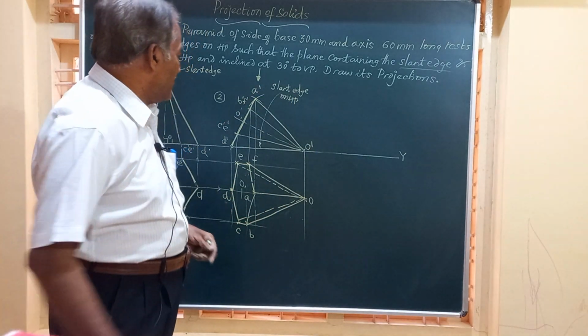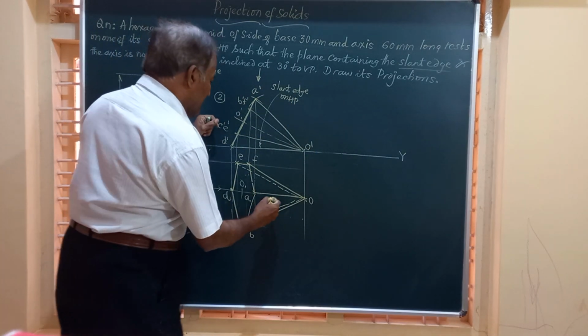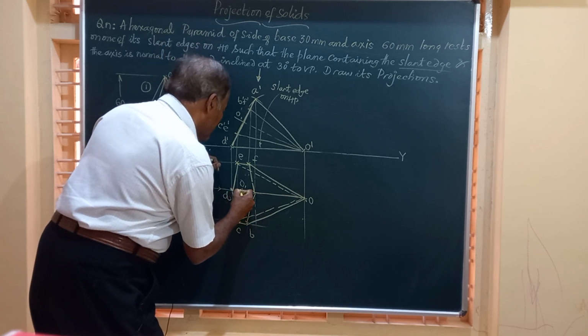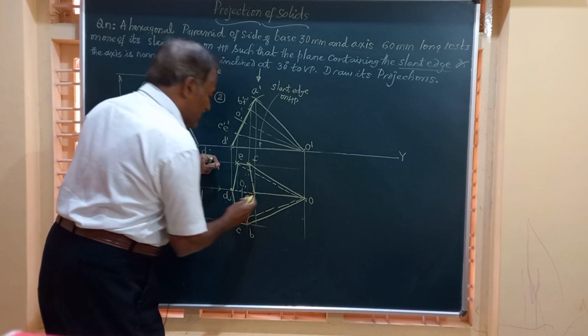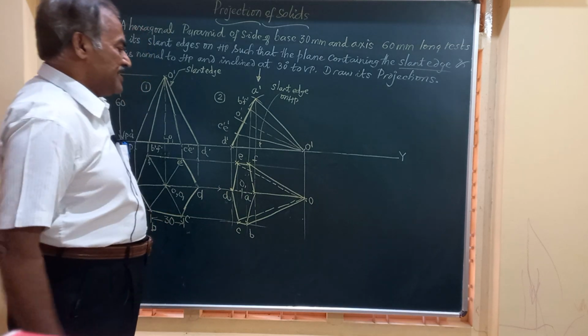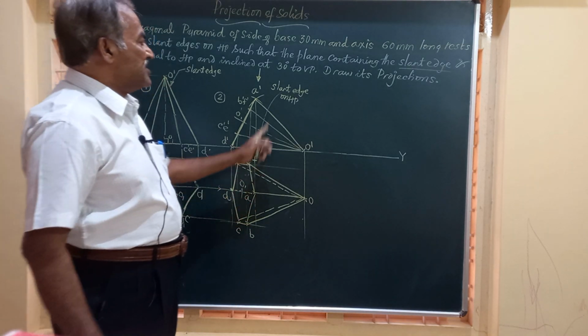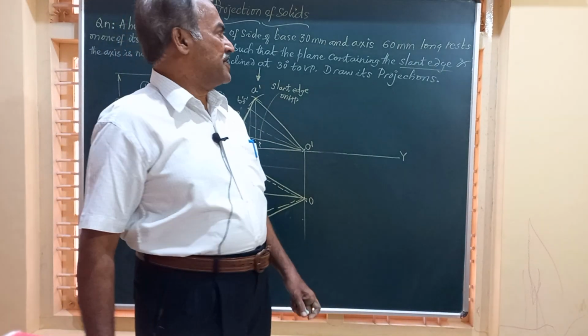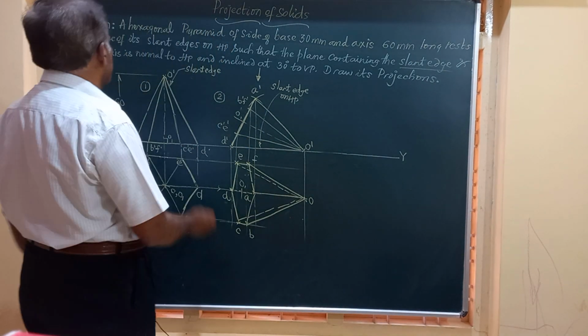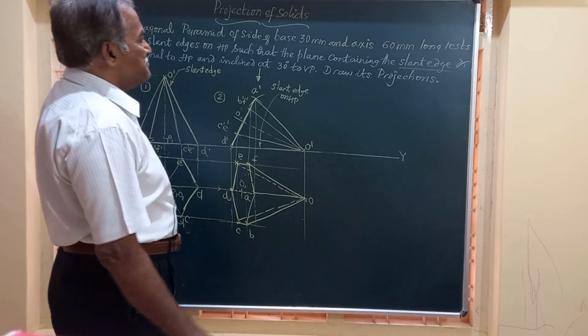And hence here, this part only has to be shown by a dotted line. Only from here, A to D. Friends, this will give you the top view when it is resting on the slant edge on HP. But in the question he says, the third part is very important.